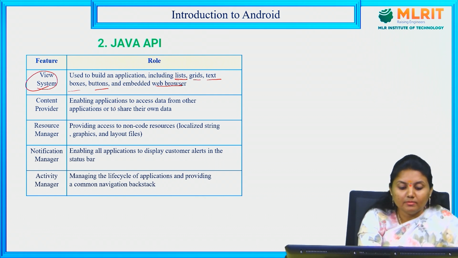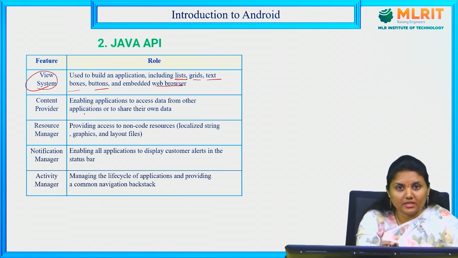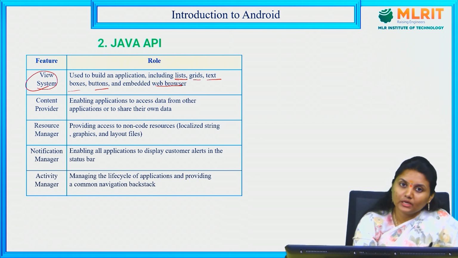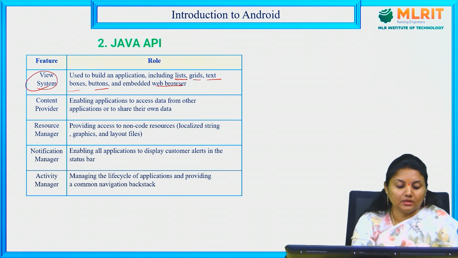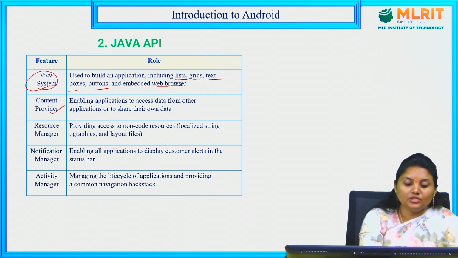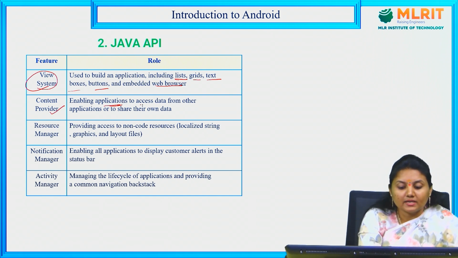Content provider, enabling the applications to access data from other applications. If you have WhatsApp, in WhatsApp you will have a home page where all the chats will be visible. If you navigate to another page, you will have a status. And if you navigate to another page, you can go for calls, video calls or voice calls. So there are different activities. When you click, a new activity has to open. This content provider manages that, enabling applications to access data from one activity to another activity.